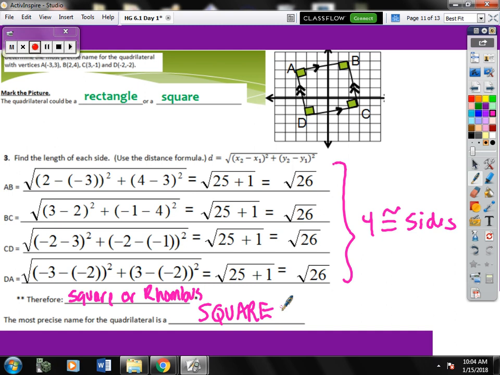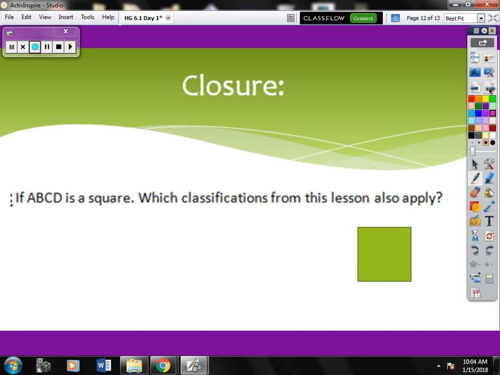And then if you take a look at the closure, it says, if ABCD is a square, what classifications from this lesson also apply? So if something is a square, which is the most precise name. Notice that's what it asked me for. The most precise name is a square. But what are the other ways that you can classify a square?